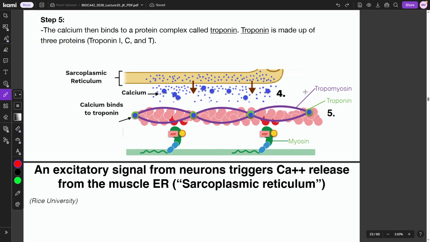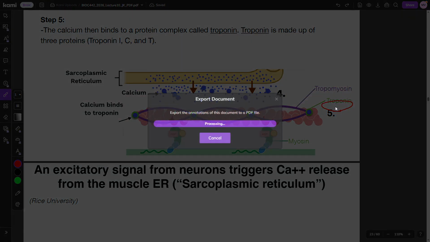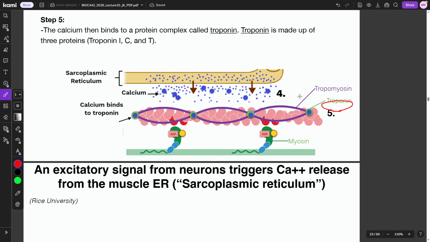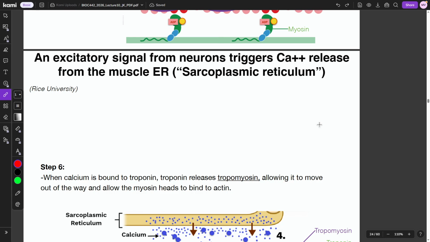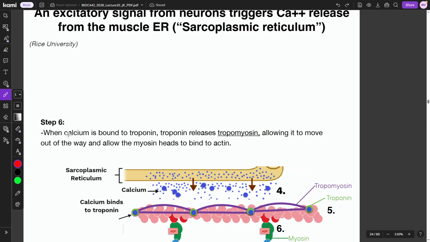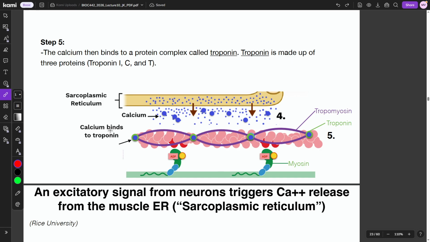But a couple other things to keep in mind is troponin. This is where the calcium binds. So the blue is the calcium. But troponin is attached to tropomyosin. And tropomyosin is attached to the myosin itself. Not myosin, sorry, the actin itself. I'll explain it better.